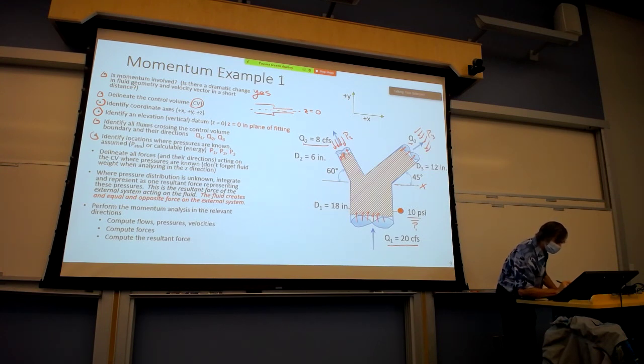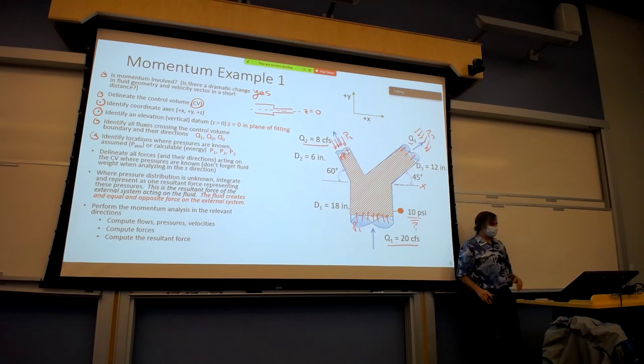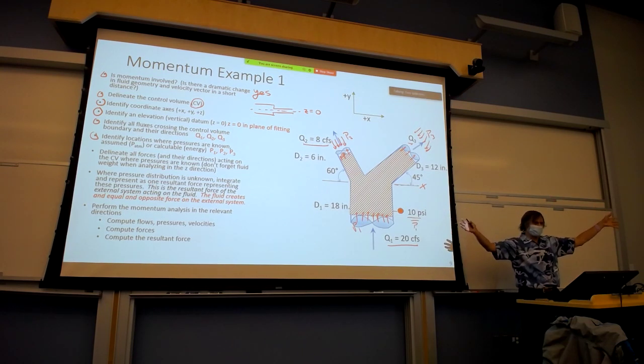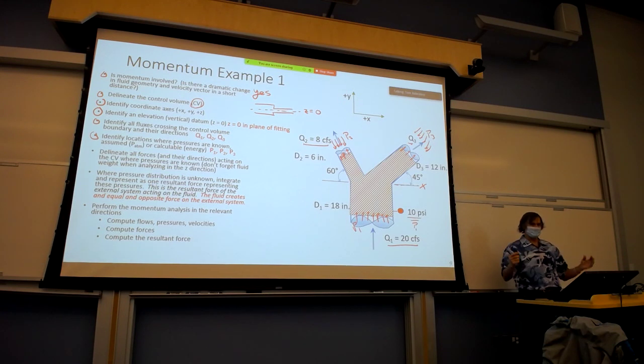And this is P1. Okay, so we've identified locations where we know the pressure. All over the rest of the surface, all over the skin of the pipe, there are pressures. And we're going to wrap those all into a resultant force. We don't know what those pressures are.